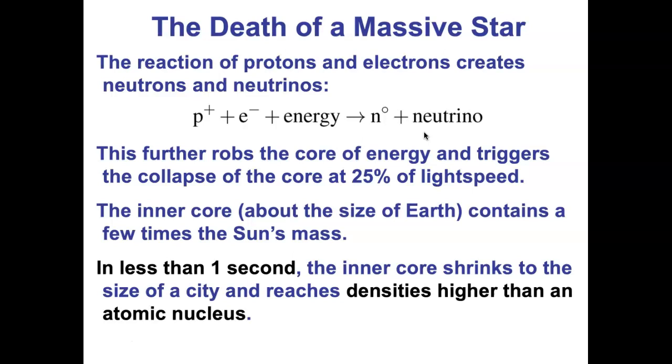As soon as all the nuclear reactions stop in the iron core, the core implodes. The gravity has gotten so strong that the core implodes in on itself at a quarter of the speed of light. So in a fraction of a second, that iron core goes from being the size of a star to being the size of a city. At a quarter of the speed of light, that whole thing, whoosh, shrinks down.